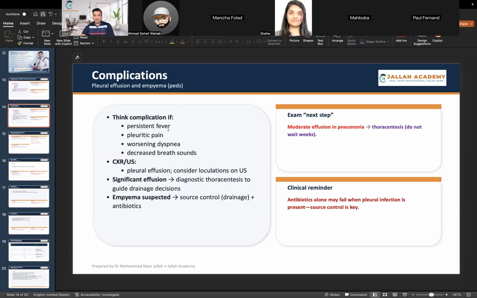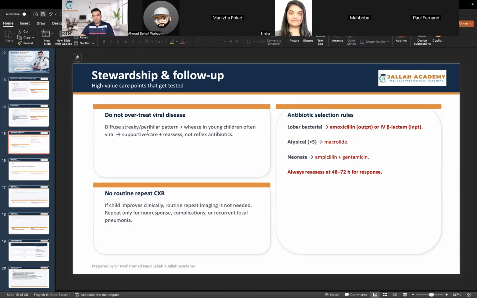Think complication if the fever is persistent, pleuritic pain, worsening dyspnea, decreased breathing. Chest X-ray and ultrasound: if it shows pleural effusion, consider loculation on ultrasound. For significant effusion, thoracocentesis. If empyema is suspected, source control, drainage plus antibiotic. The next step always for moderate effusion is thoracocentesis. Do not wait. Clinical reminder: antibiotic alone may fail in pleural effusion. So you have to do antibiotic plus drainage. Do not rely only on antibiotic.